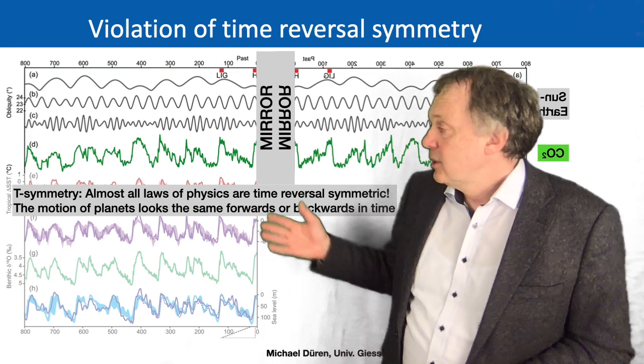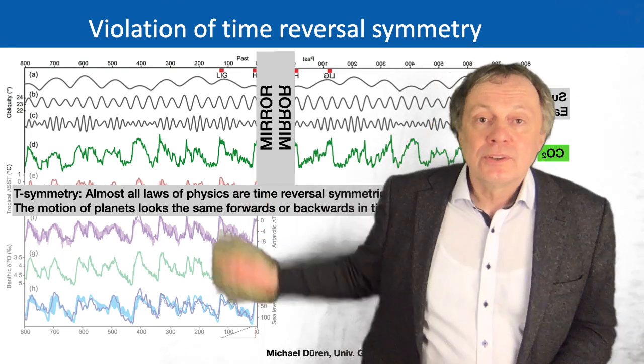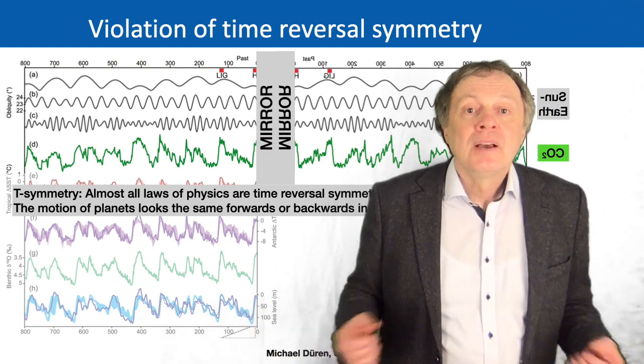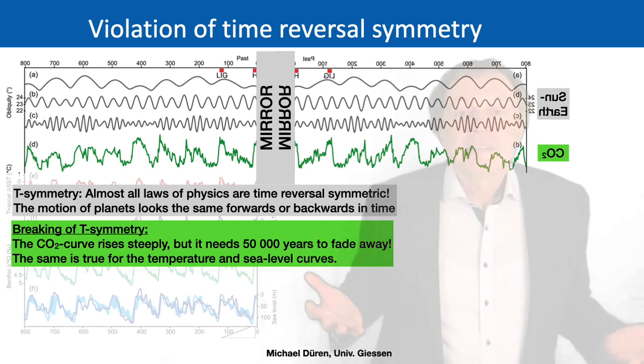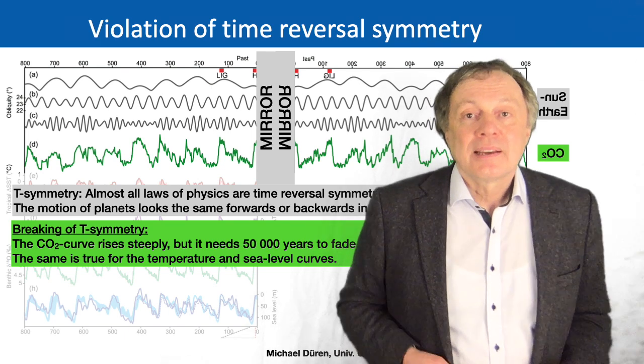You can also do it for the temperatures and the other curves. It all looks the same. There is a breaking of time symmetry in the CO2 curves and in the temperature curves. Also in the sea level curves, there's a time reversal breaking. That's what we call it in physics. Where does this time reversal breaking come from?